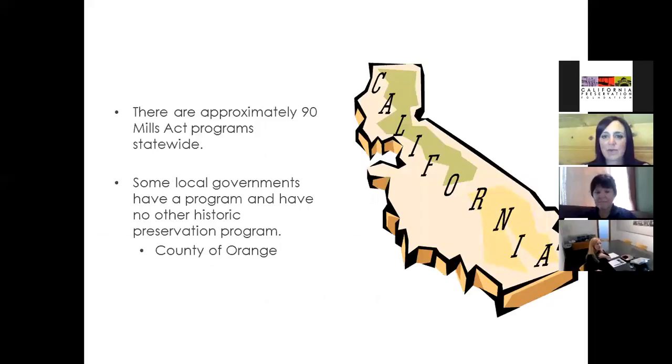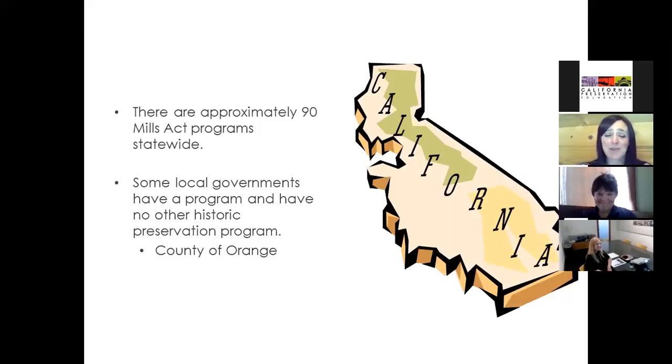So again, some statewide perspective. There are currently approximately 90 Mills Act programs in the state. I hate to say approximately, but there's nothing in the statute that requires a local government to notify us that they've adopted a program, as silly as that sounds. And so periodically, in my other work with local governments, I will find that they have a program. I'll read an ordinance that says it, and I'm like, wait, I had no idea. So we think there are about 90 programs out there.